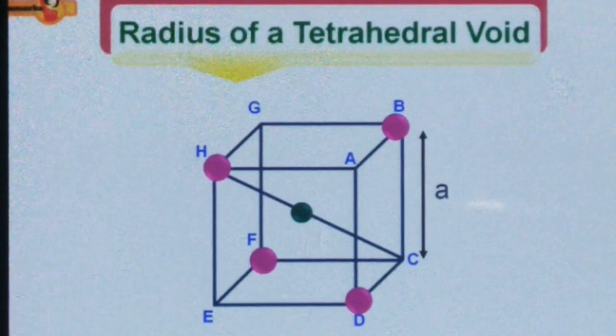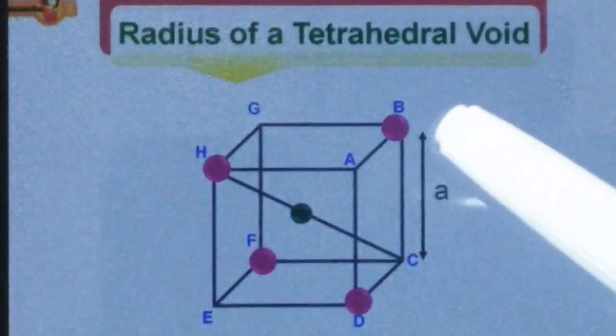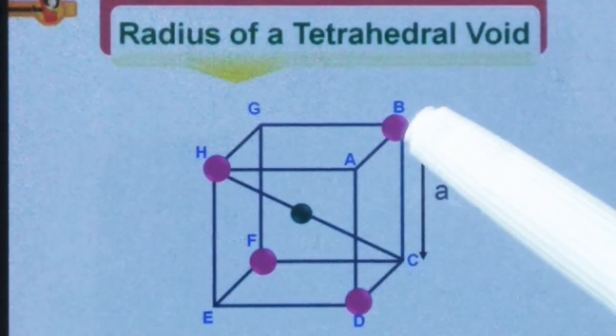Students, you have already discussed tetrahedral void. Now we are going to discuss the radius of tetrahedral void. So you can see here the atom is present which is at B.